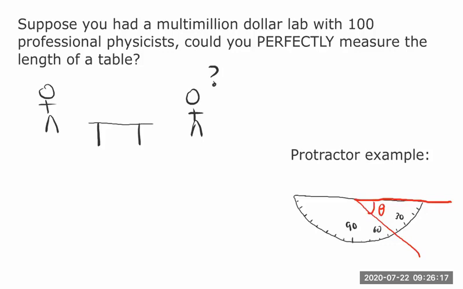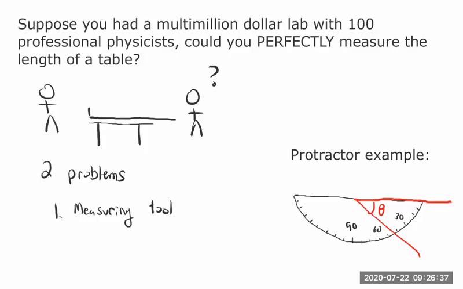Suppose you had a multi-million-dollar lab with 100 professional physicists. Could you perfectly measure the length of the table? I would argue that you can't. There's two basic problems. So first, you're going to use some kind of measuring tool to take the measurement. So let's say we use a big tape measure that looks like this, and there's markings on the tape measure for every meter. Then it's pretty clear in this case that the table is between 2 and 3 meters long. But there are no markings on this tape measure between 2 and 3 to know if it's 2.4 or 2.5 meters. So how would you tell?